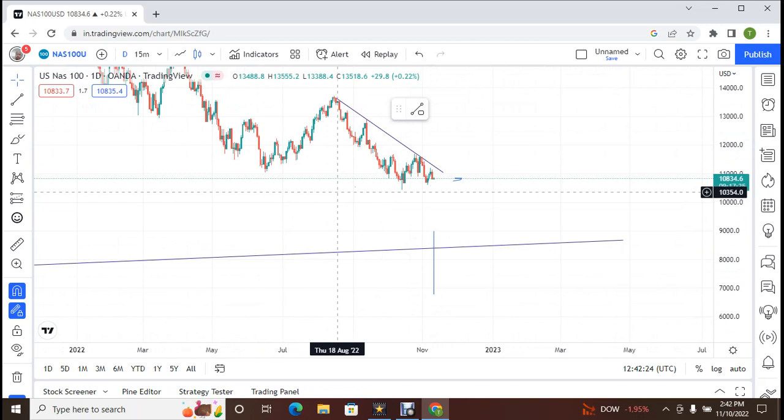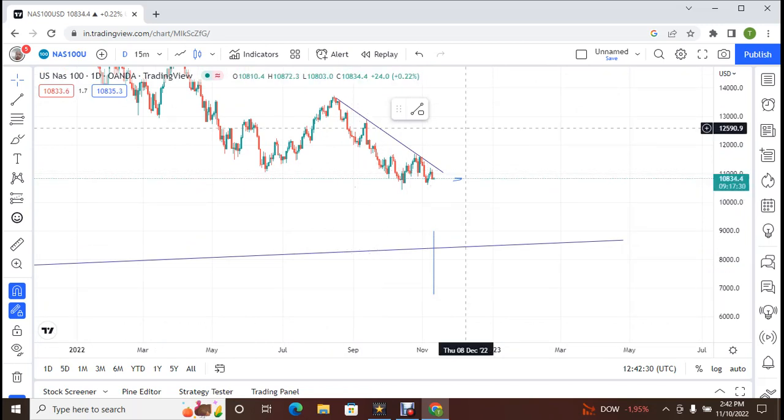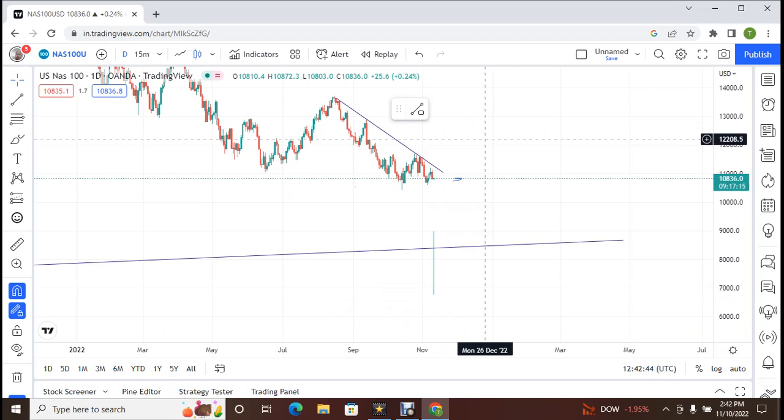Yeah, it's like that. So what I do, guys, I work with 3 time frames. Before I enter a trade, I must have at least 3 time frame confirmations. I must have a confirmation on a daily time frame, on a 4 hour, and on a 1 hour.